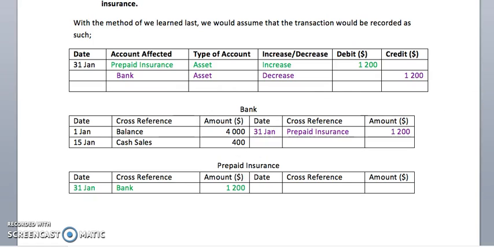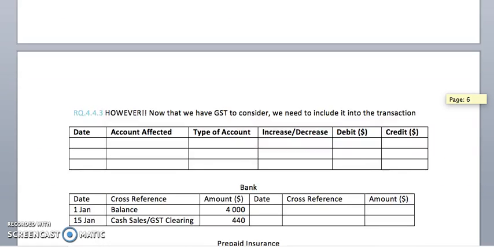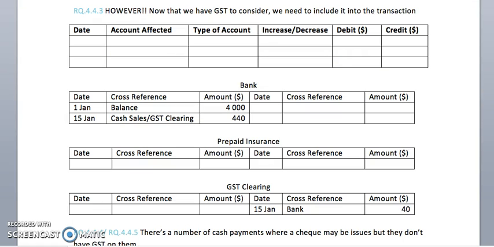Then we post this out. So the bank, we're going to put our credit entry in. Our opposite side is going to be prepaid insurance, and our debit entry is going to be the prepaid insurance. Our opposite side will be the bank. Now, this time, we need to consider what's happening with our GST. So we're going to do essentially the same thing but include GST.